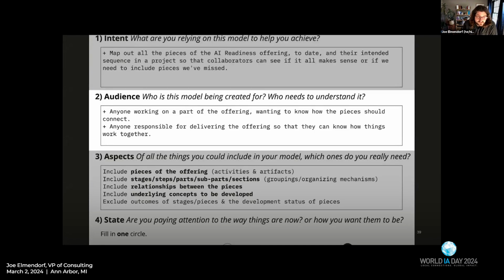Who is it for? What's the audience? It was for anybody who is working on a part of the offering, wanting to know how the pieces should connect, or anybody responsible for delivering it eventually so they could know how all the things worked together.